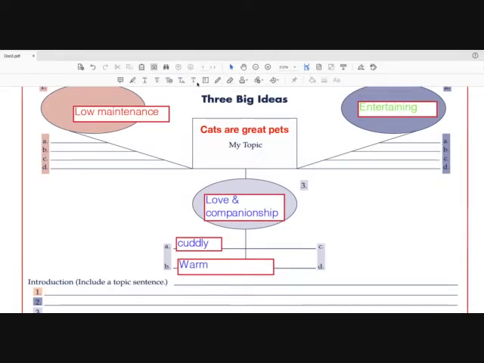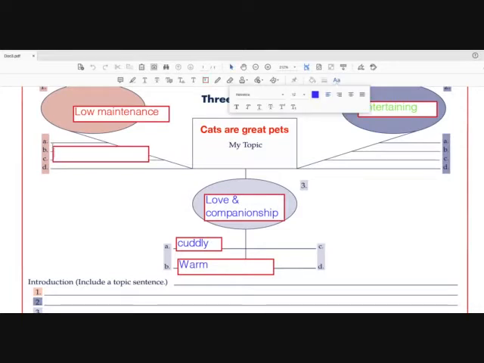So low maintenance. Why are they low maintenance? Well, they're low maintenance because they don't have to train them. They go to the litter box. You don't have to walk them, and they groom themselves. Okay, so those were our 3 reasons there. And they're entertaining. We wrote that they make great TikTok stars and they have attitude. Who doesn't like a good cat video, right? Because of their attitude.